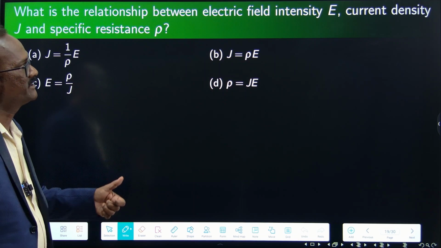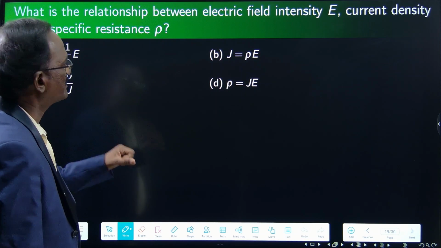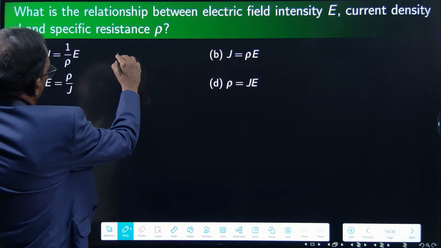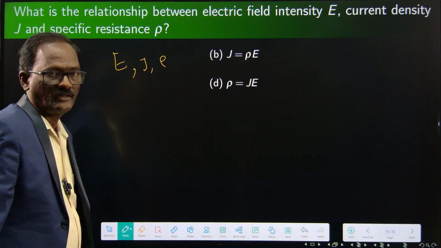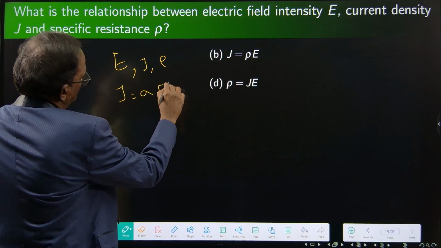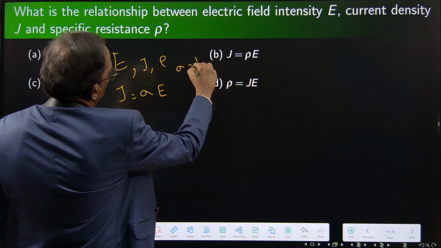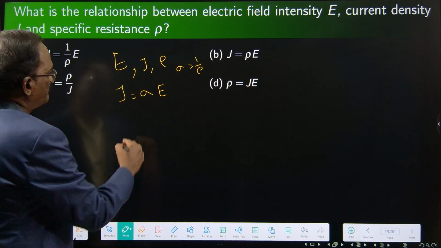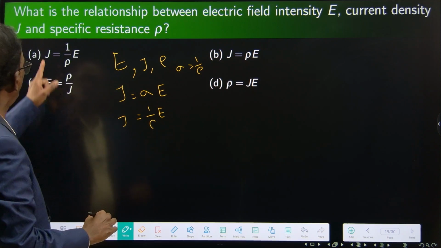What is the relationship between electric field intensity, current density and specific resistance? E, J, rho. J is equal to sigma E. That is the formula. Sigma and rho are inversely proportional. So J is equal to 1 by rho E.